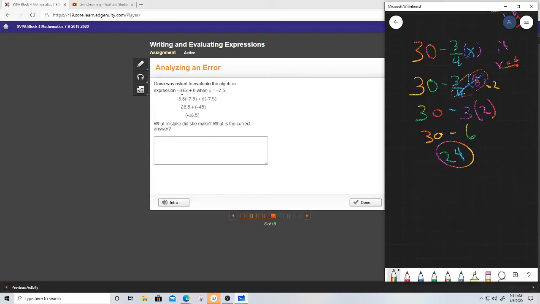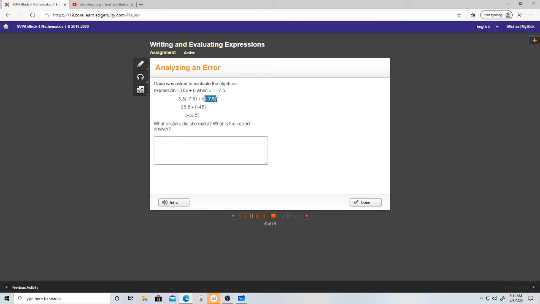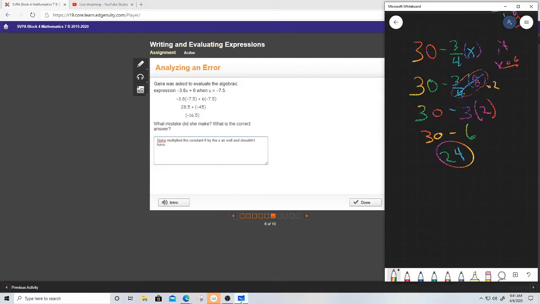Well, let's see. 3.8 is good. The negative 7.5 is in. Oh, let's see. 6 is there. Why is there a negative 7.5 here when there's no x there? So the mistake is Gara's. And then they want us to find the correct answer.